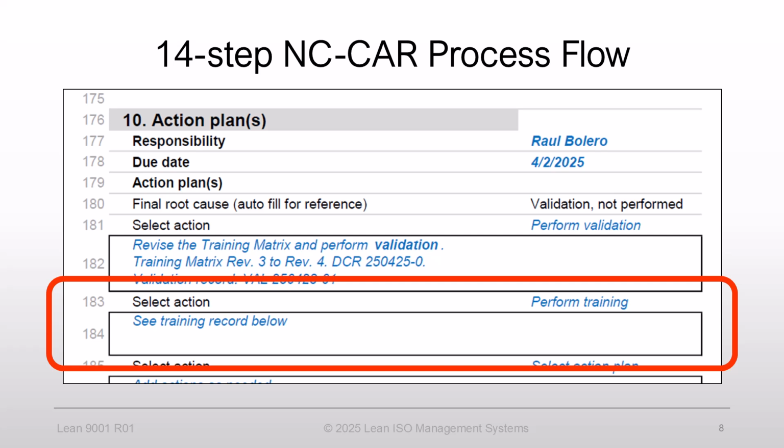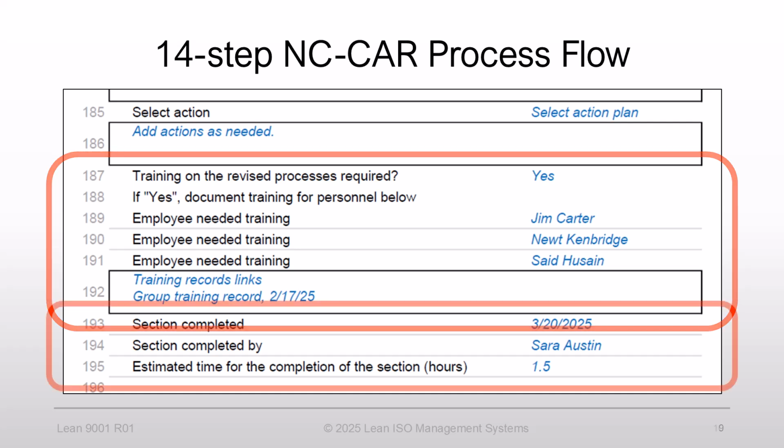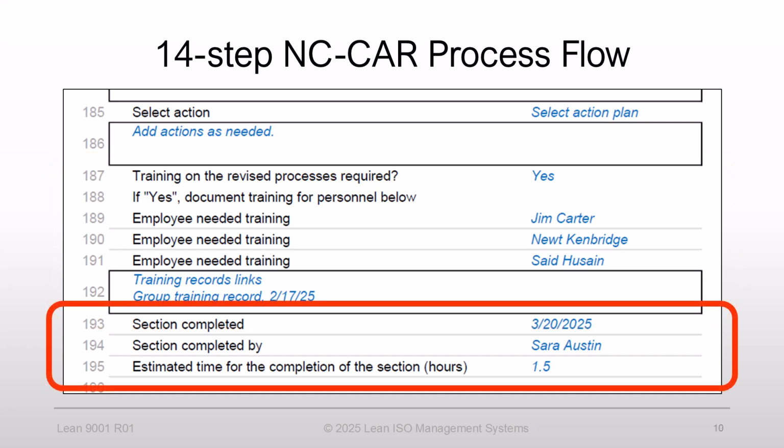As we discussed earlier, real-world fixes often require additional action. In this case, we also determined that affected employees needed training. When training is required, our NCCAR process includes space to list the names of impacted personnel and reference their actual training records. This not only closes the loop, but also strengthens audit readiness. Finally, like all steps in our NCCAR process, we record who completed the action, the date it was completed, and the time it took to finish the step.